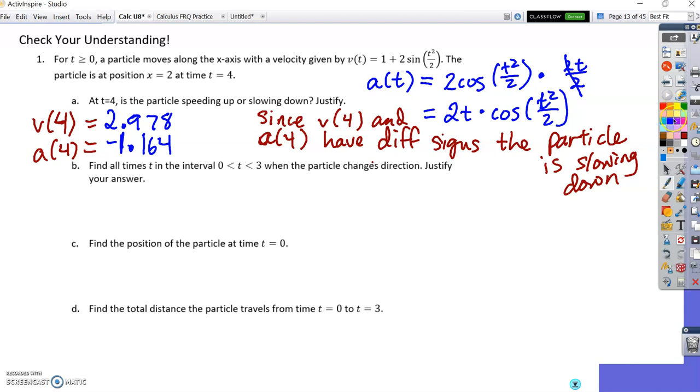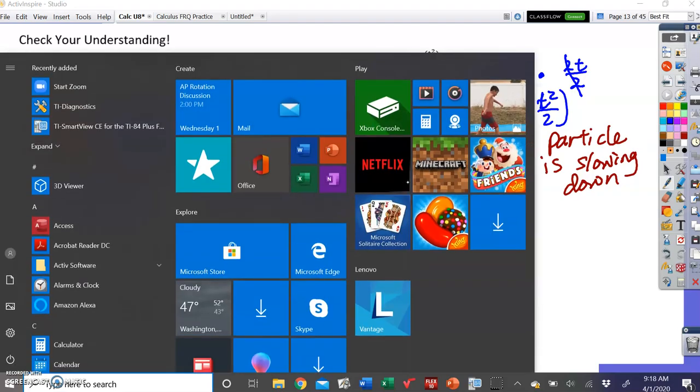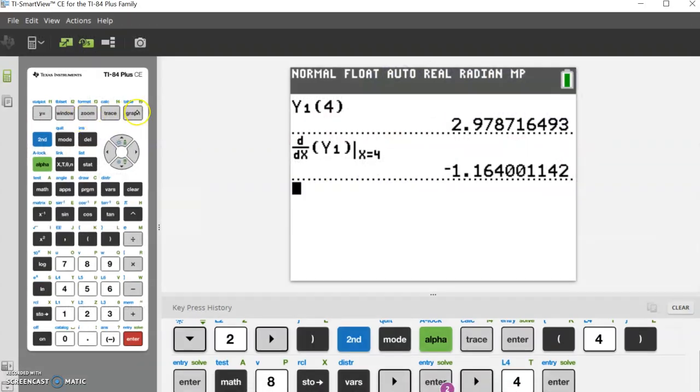Justify your answer. So the particle will change direction when the velocity is equal to 0, as long as velocity changes signs. So in other words, goes from positive to negative. So let's take a look at the graph. We'll again be using the calculator to help us here. And so I'll look at the graph.